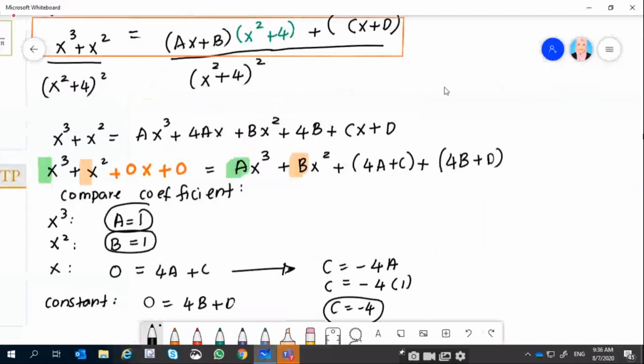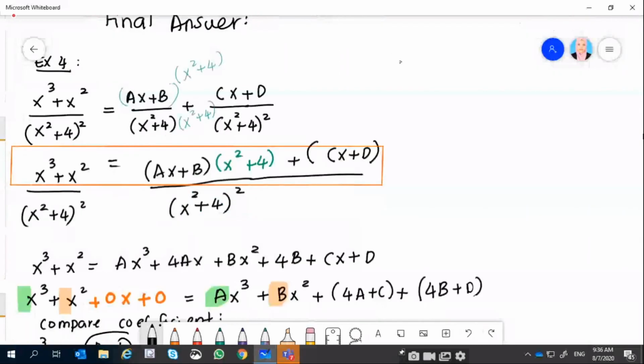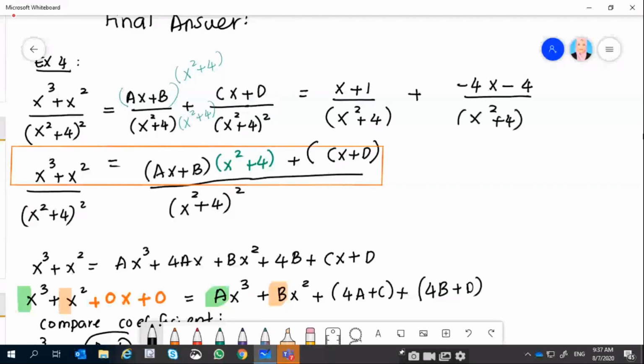Okay, so that you can write your final answer as A equals 1, B equals 1, C equals negative 4, and D equals negative 4, over s squared plus 4 squared. Okay, so this is your final answer. So that's all the 4 cases that you need to consider in this chapter in order to write into partial fraction.